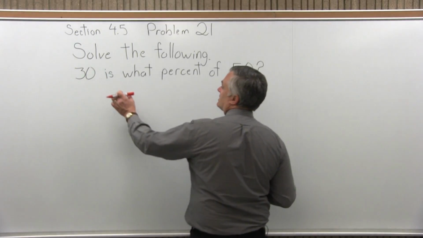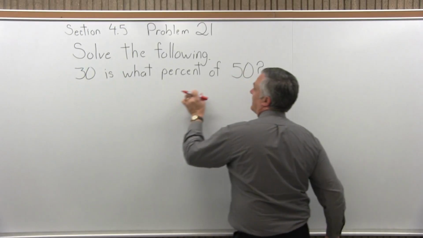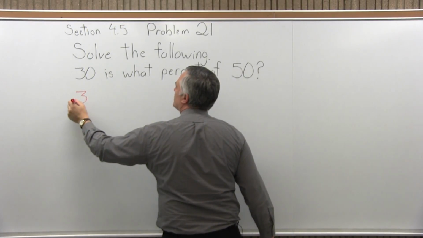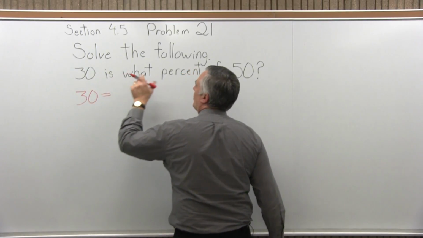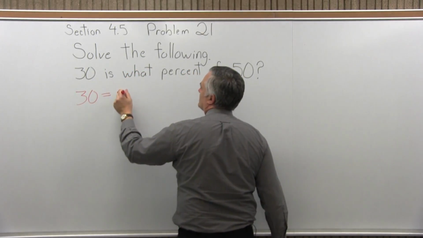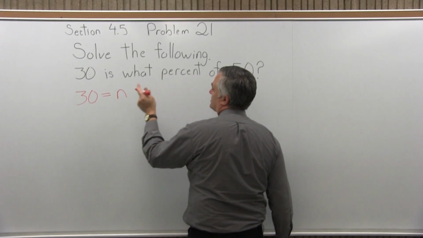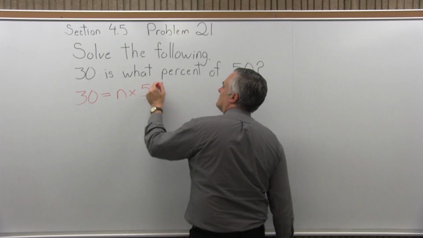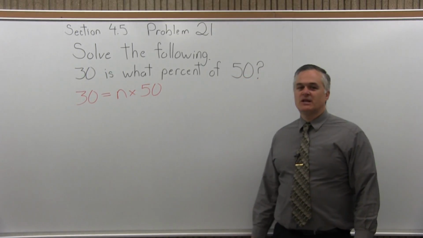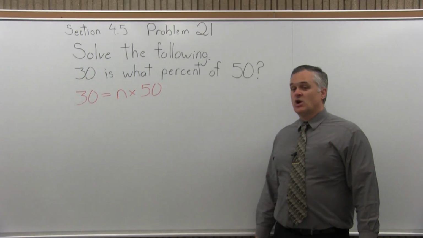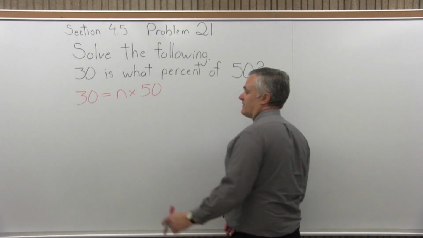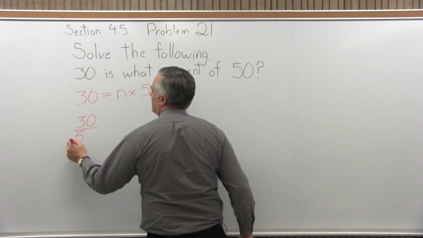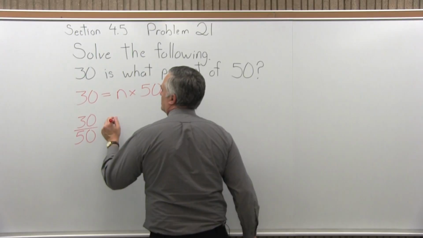So when you make it an equation, the key words are "is," which means equals, and "of," which means multiply. So "30 is" becomes 30 equals what percent? The percent is unknown, so you can either call it n or p. Some people like p for percent. "Of" is going to be times, and then 50. So 30 equals n times 50. Now it's the n that we want to solve for, so to get the n alone, we divide by 50. So we have 30 divided by 50 equals n.